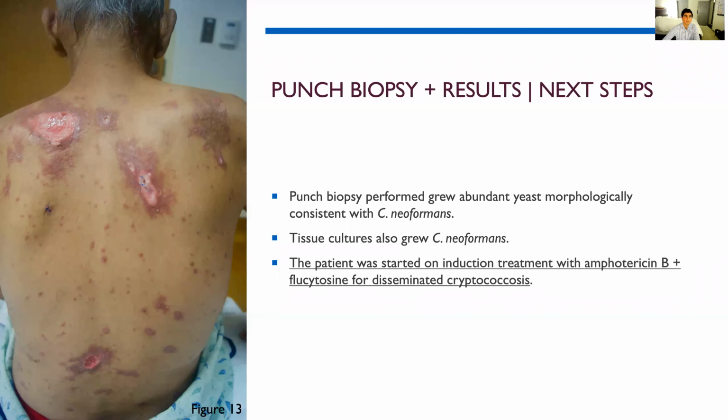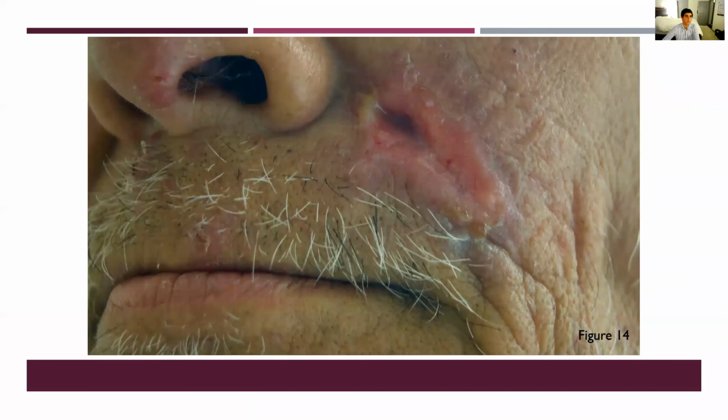Punch biopsies and tissue cultures were performed from the sites of these ulcerating lesions, and both studies grew yeast morphologically consistent with C. neoformans. The patient was started on induction treatment with amphotericin B and flucytosine for disseminated cryptococcosis with gradual improvement of his symptoms and skin lesions. I just wanted to take a moment and highlight the depth of invasion into the skin caused by the fungus here in figure 14.